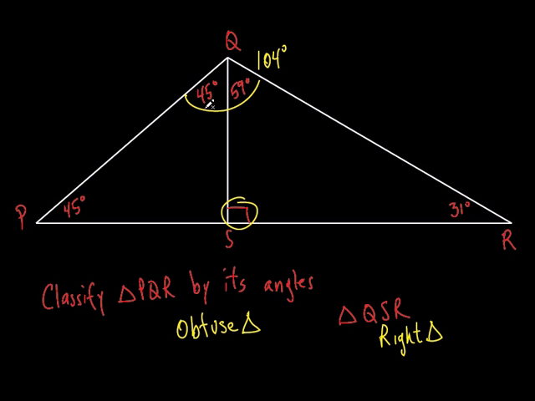PQS. Well, we got a 45, a 45. Doesn't have anything marked here. Well, if this is a right angle, then this has to be a right angle as well because they're supplementary, they form a linear pair. So that's a right triangle as well. So that triangle would also be a right triangle.